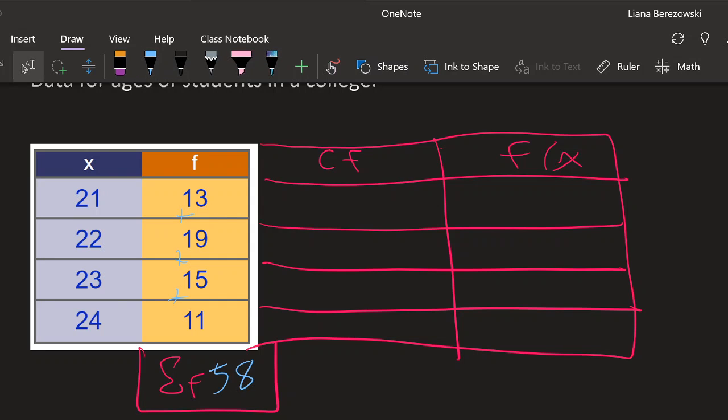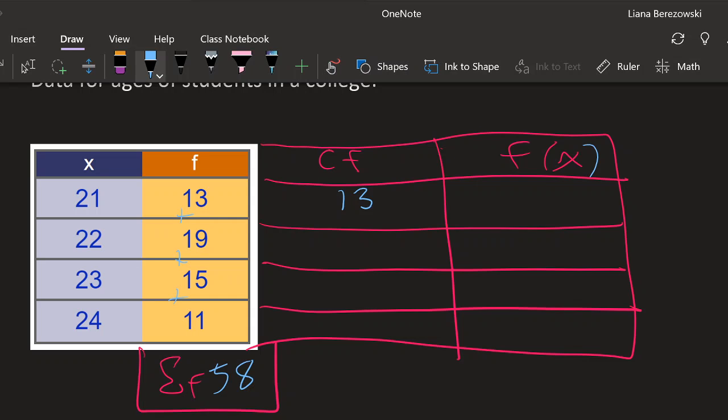Okay, so now I'm going to go through and I'm going to figure out my cumulative frequencies. Okay, cumulative frequency for your first score is really simple. It's just going to be the same as your frequency because there's nothing to add to it. So the frequency for 21 was 13. So its cumulative frequency is also 13.